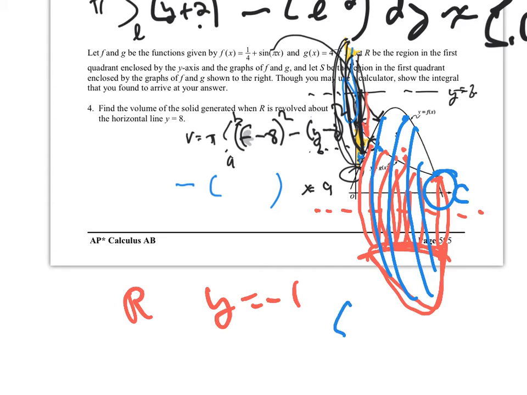I have to find that intersection. So here goes. Integrate B to C of the sine curve, which was F, squared. Oh, F minus negative 1, so F plus 1 squared, minus G minus negative 1 squared.